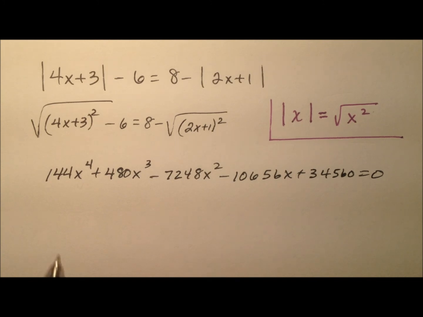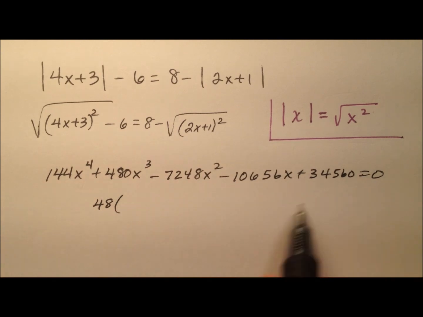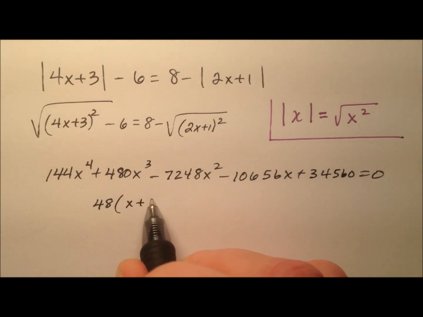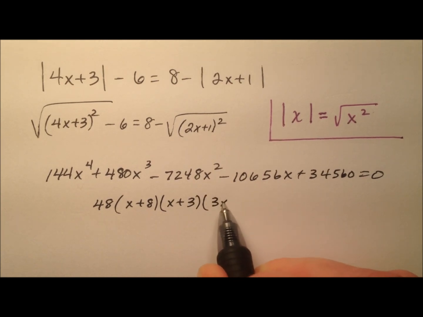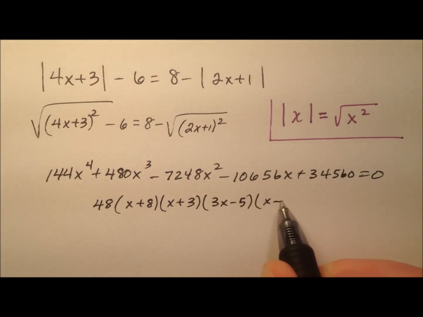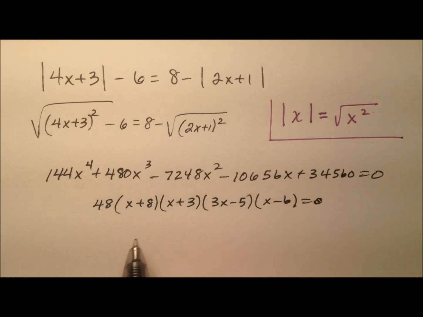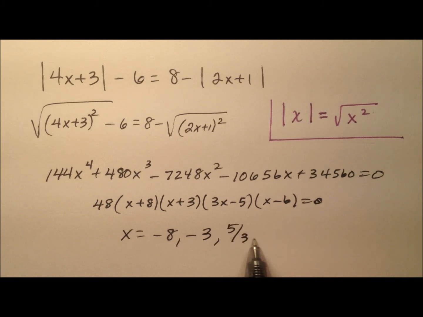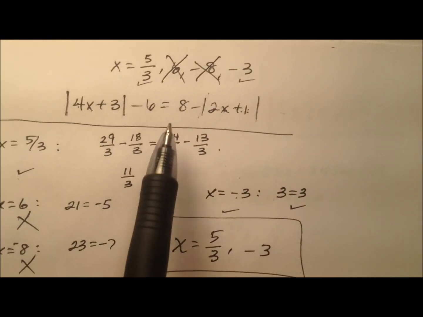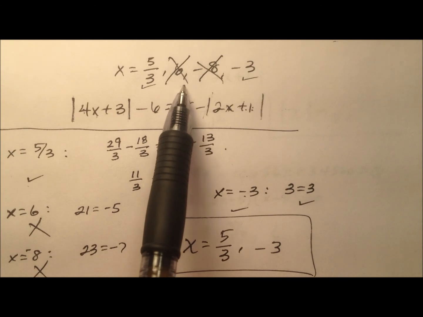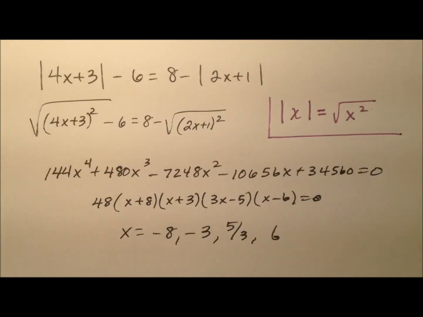Okay, so big coefficients, degree 4, but we can factor out a 48 as a greatest common factor, and when I finish and factor the entire polynomial, I'll end up with, and you might even recognize some of these numbers as I start to write them down, x equals negative 8, negative 3, 5/3, and 6. Well, if you will remember, those were the values we got here: 5/3, 6, negative 8, and negative 3.